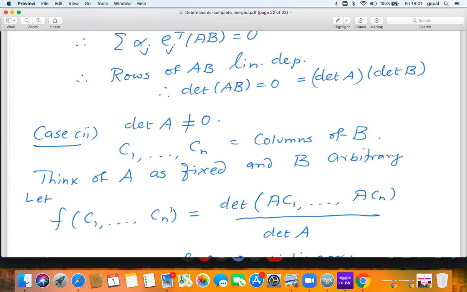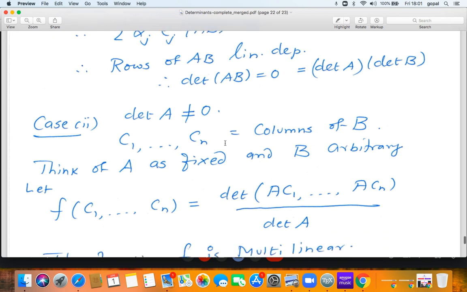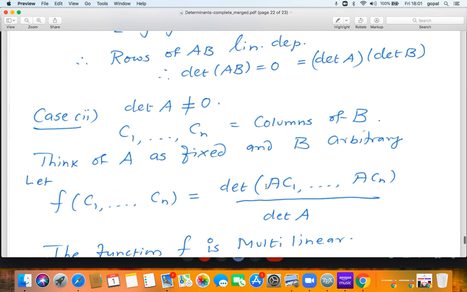I'm going to cook up a function f of C1, C2, ..., Cn, and I'll prove that f is multilinear and skew symmetric. How do I do that? A is fixed. So take C1, C2, ..., Cn, the n columns of B. Take AC1, AC2, ..., ACn, they're column vectors, and take the determinant of that. So f of C1, C2, ..., Cn is equal to the determinant of AC1, comma, ..., comma, ACn.